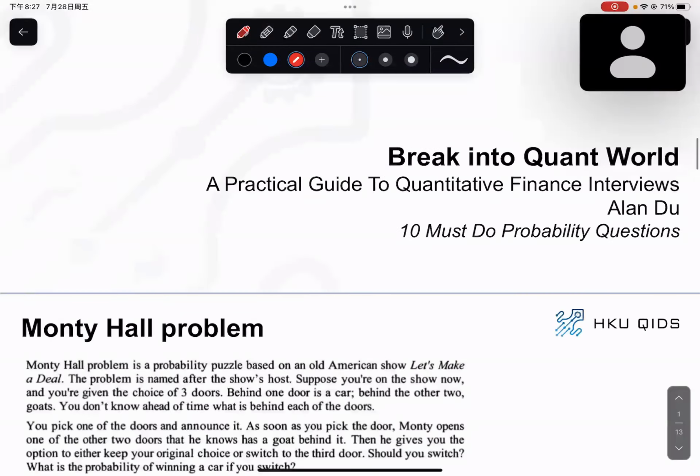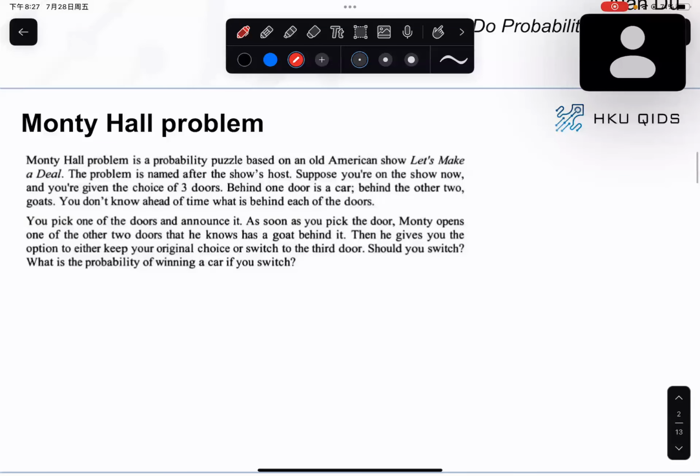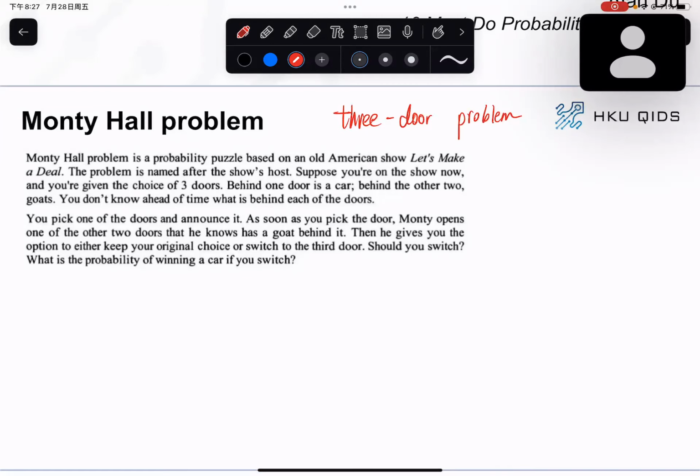The first one is called the Monty problem, but it has another famous name, the three-door problem. Basically, the Monty problem is a probability puzzle based on an old American show. The problem is named after the show's host, Monty Hall. Suppose you are on the show now, and you are given the choice of three doors. Behind one door is a car, and behind the other two are goats. You don't know ahead of time what is behind each of the doors.